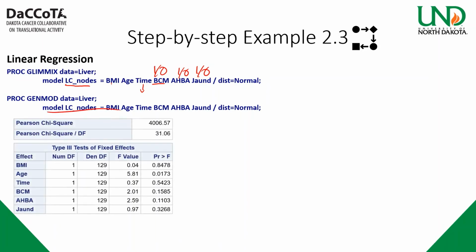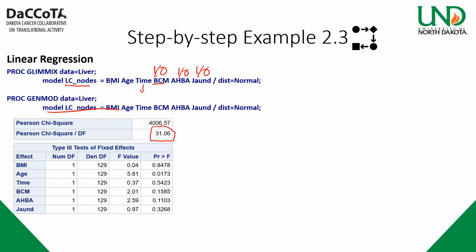So what this looks like in GLIMMIX. First of all, there's some fit statistics. Pearson chi-square over degrees of freedom. I'm not going to go into all the details of this, but essentially it should be about 1 or 2. If it's high like this, it suggests not a great fit. So keep that in mind as we move forward. We'll still look at the analysis.